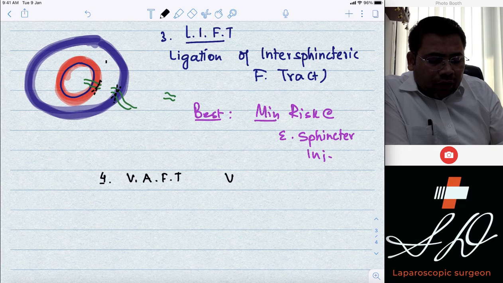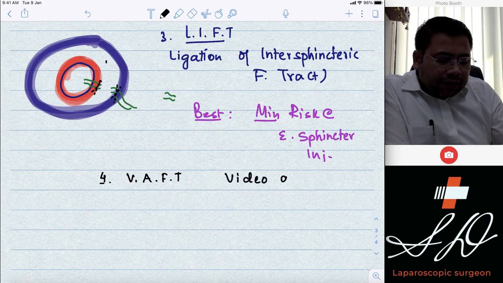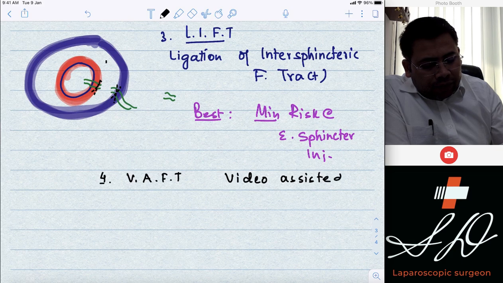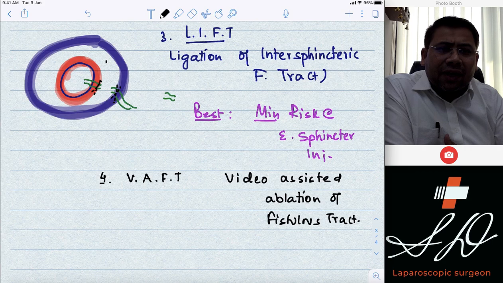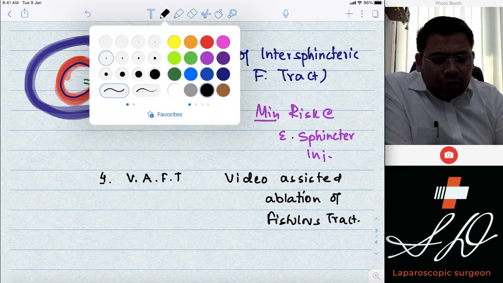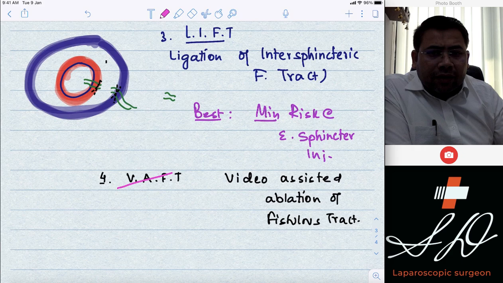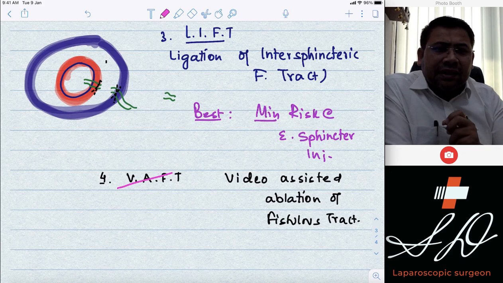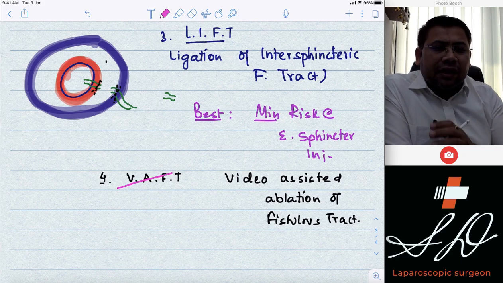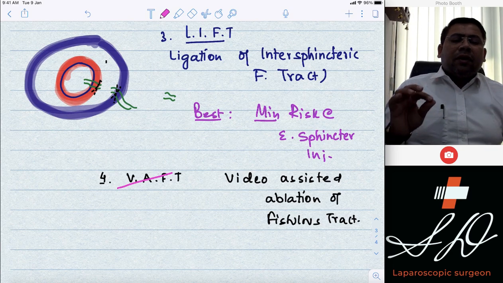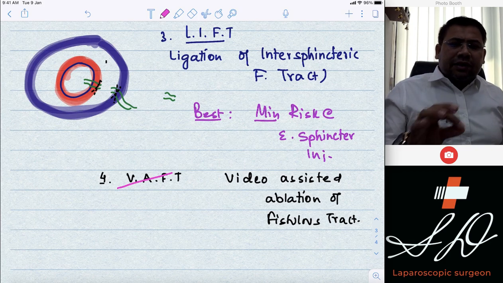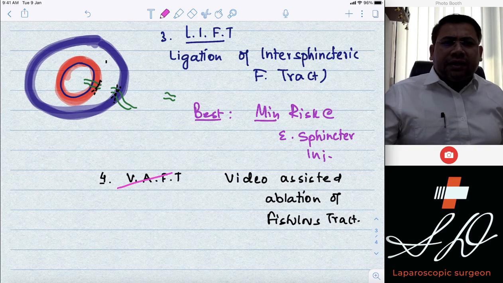Yes, video assisted ablation of fistulous tract. So here there is a special probe which is inserted into the fistula to see the tract and to ablate it. Over time, the American Colorectal Association has said that there is no added advantage of this, rather this is a cumbersome, time-taking procedure, and the incidence of sphincter injury might increase.